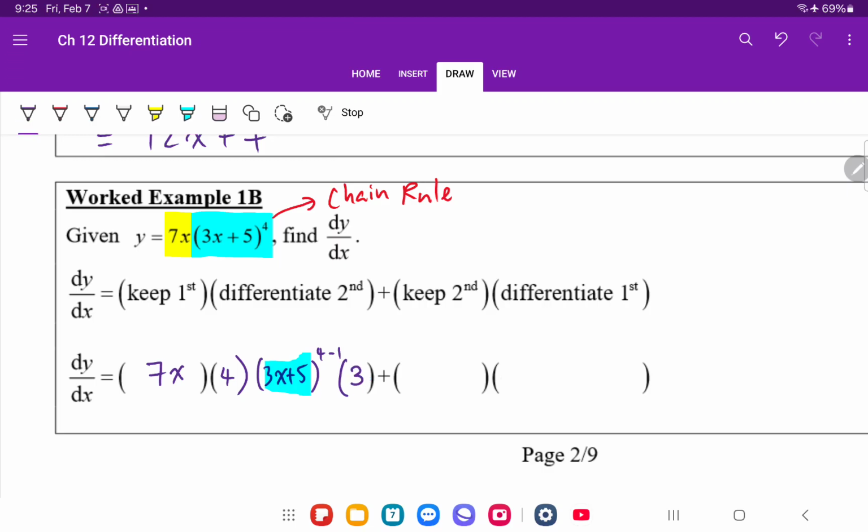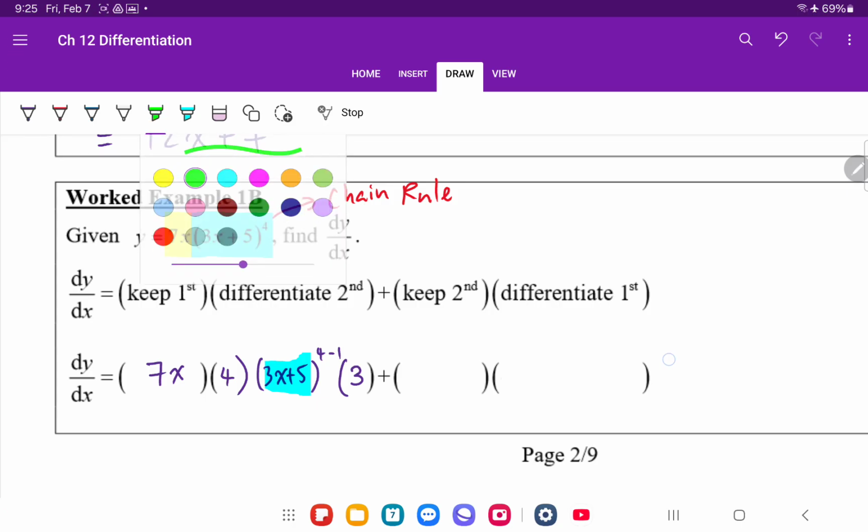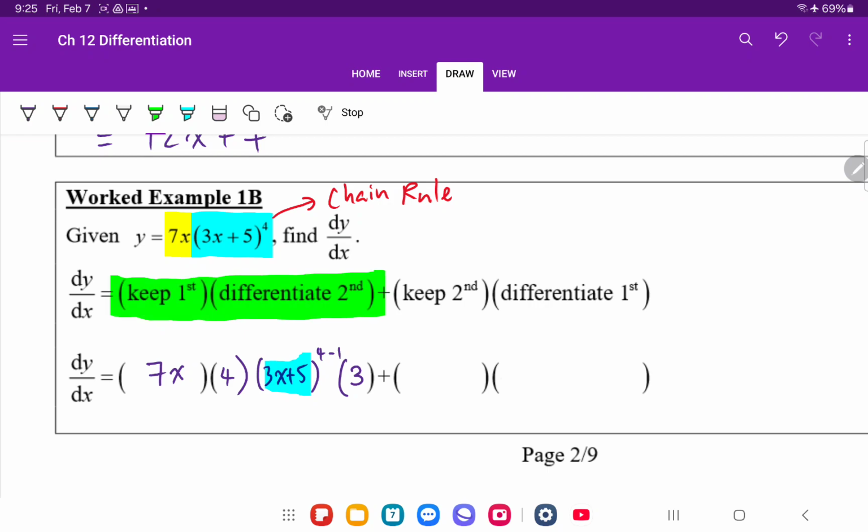Now that completes the first half of the product rule. I'm going to highlight it in green. We have only done this part. Next is the plus sign.